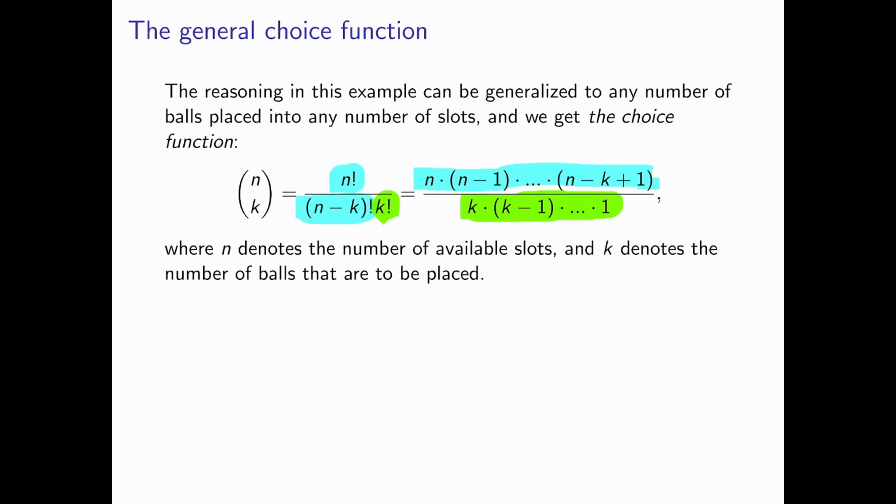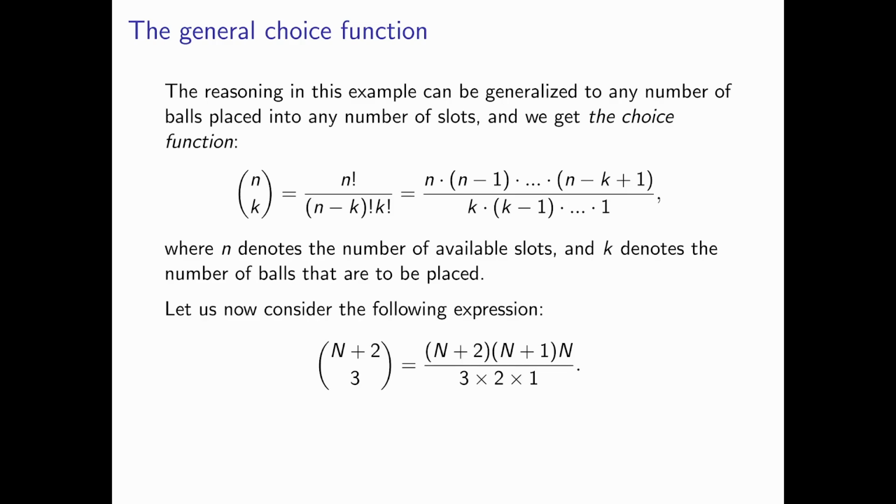And here again, we have that n denotes the number of available slots in our box, and k denotes the number of balls that are to be placed. So at this point you may ask, okay, so what are we doing here? Why are we looking at the choice function? Well, the point of it all is that we want to consider the following expression, n plus 2 choose 3, which is by definition equal to n plus 2 times n plus 1 times n, all divided by 3 times 2 times 1.